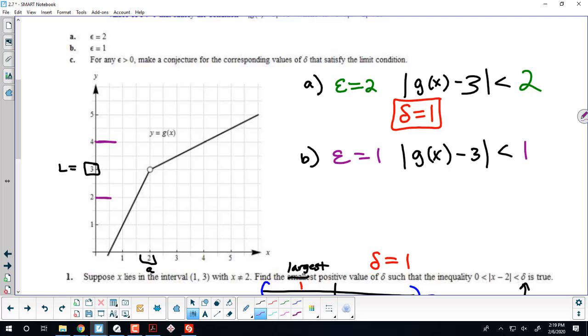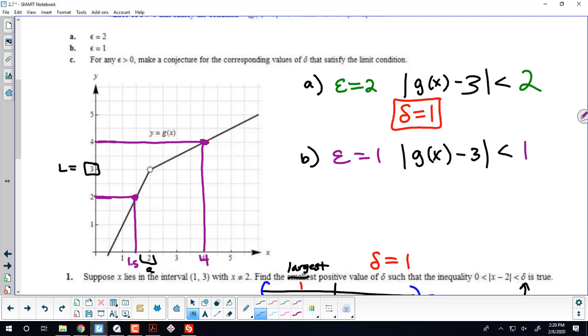Translate it to the function and down to the x-axis. So from 4, we're here, which is our x value of 4. From 2, we're here at 1.5. We'll mark this 4 here.